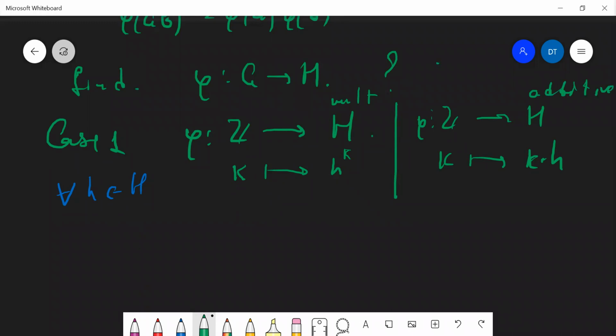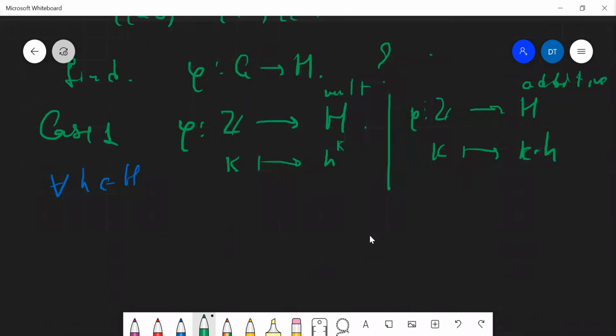Strictly speaking, this thing is just a different notation for that thing, but they mean exactly the same thing. So this is a well-defined map. What does it mean? It takes any element from Z to an element of H by this specific rule. And there is no problem with this rule. It's defined for all elements, and it gives you precisely one element for each k.